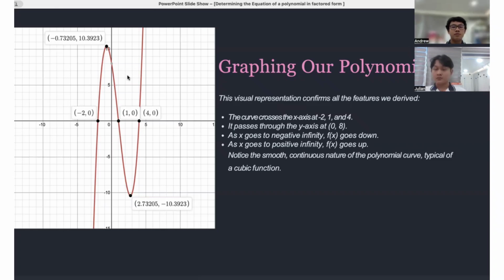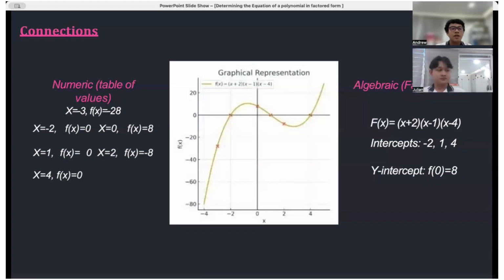Oh, sorry. So in here we will see numeric and algebraic. What is numeric? Numeric is a value. We get those values by substituting in the equation, and we use these values to sketch the graph, and the algebraic is the equation.